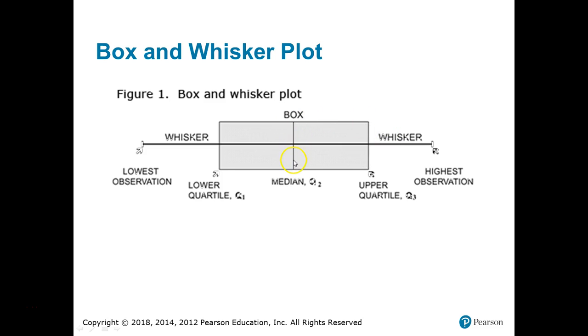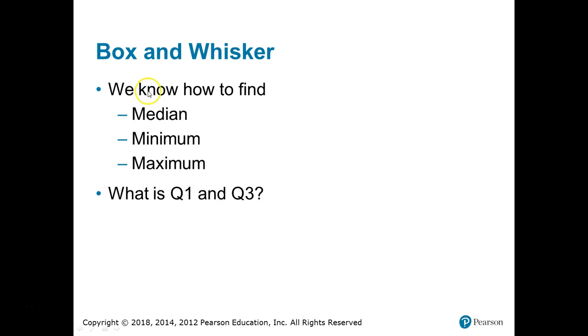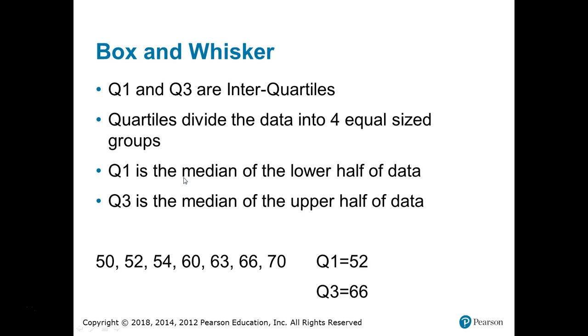Right in the center right here is the median, and it doesn't always have to be evenly length sides. The median is just whatever your middle number is. And then we have a Q1 and a Q3. Okay, so we know what median, minimum, and maximum are. So what is Q1 and Q3? Q1 and Q3 are interquartiles.